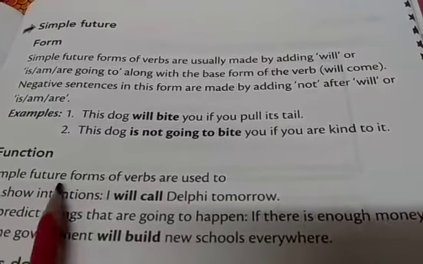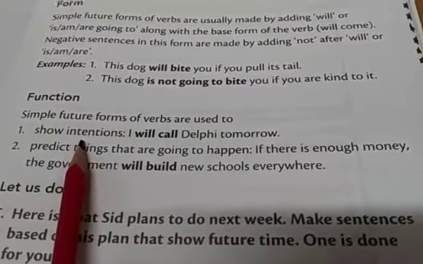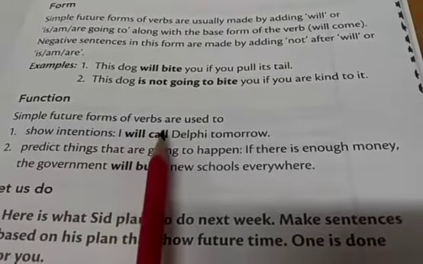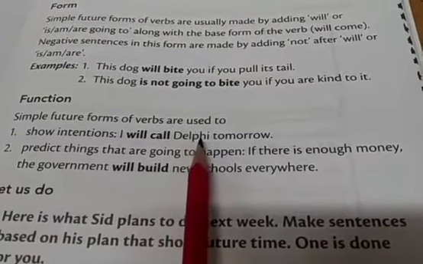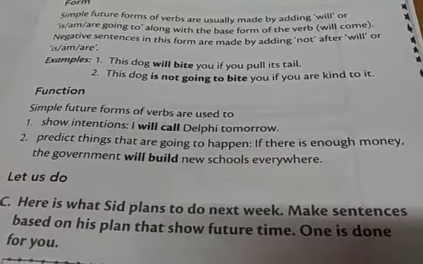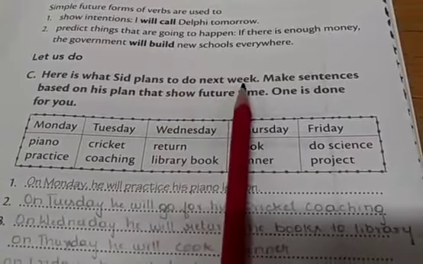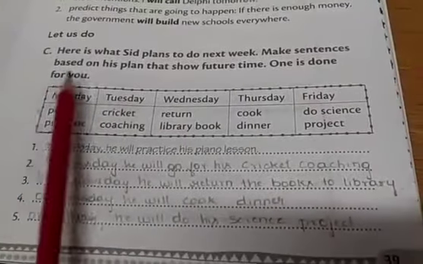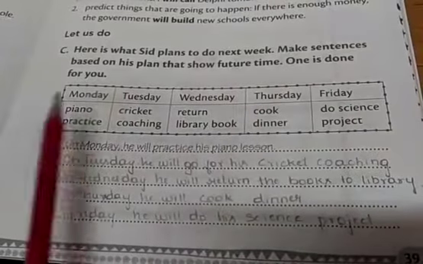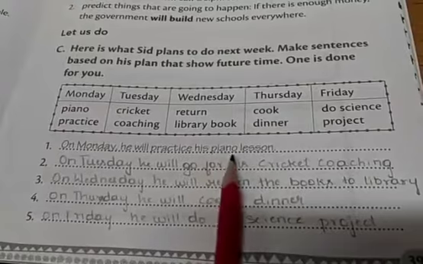Simple future forms of verbs are used to show intentions. I will call the Delhi tomorrow. Now here see the exercise. Here is what Sid plans to do next week. Make sentences based on his plan that show future time. One is done here. On Monday, he will practice his piano lessons.